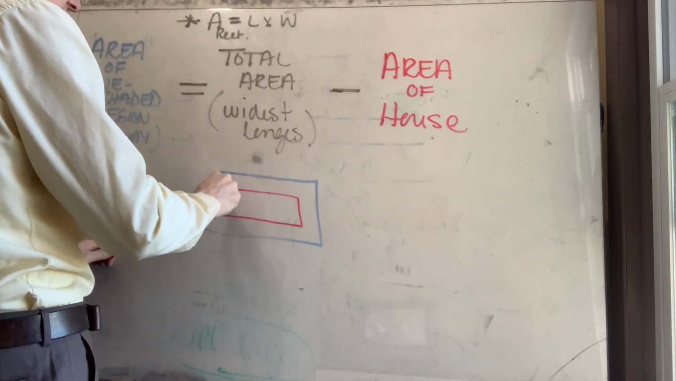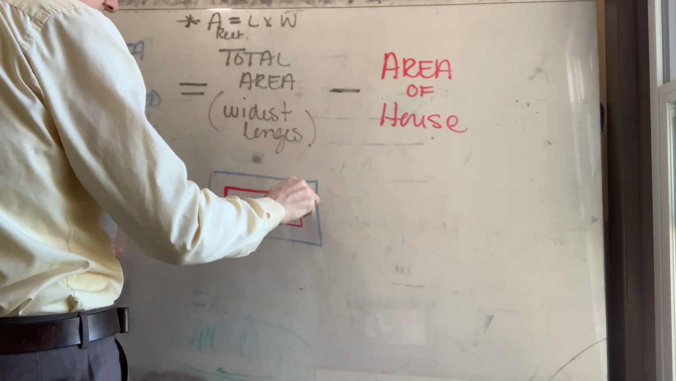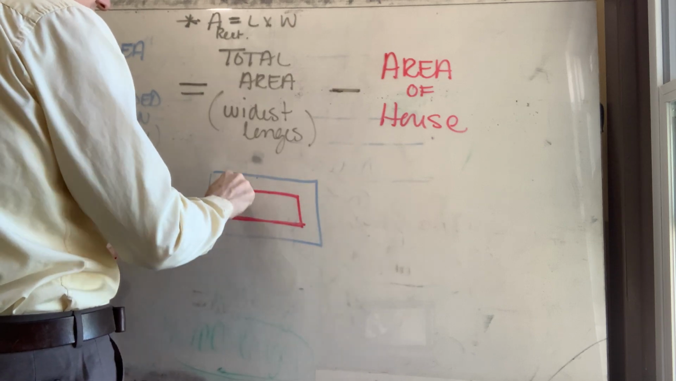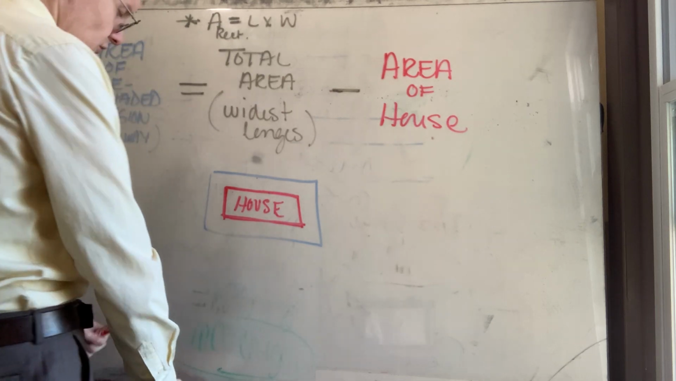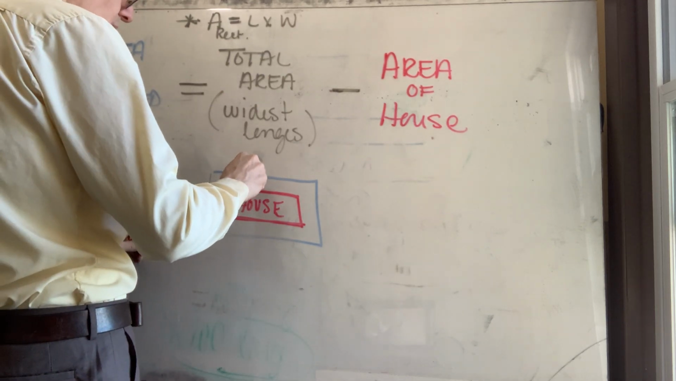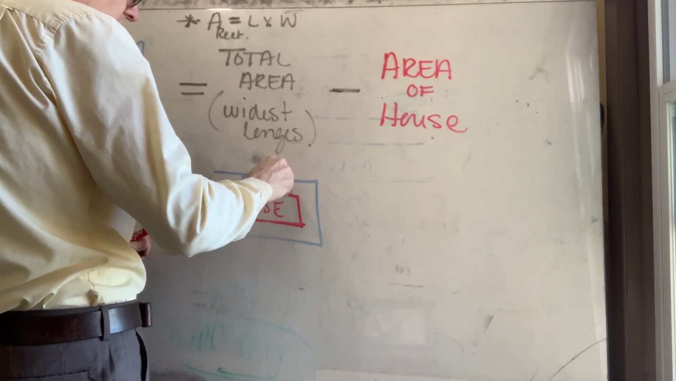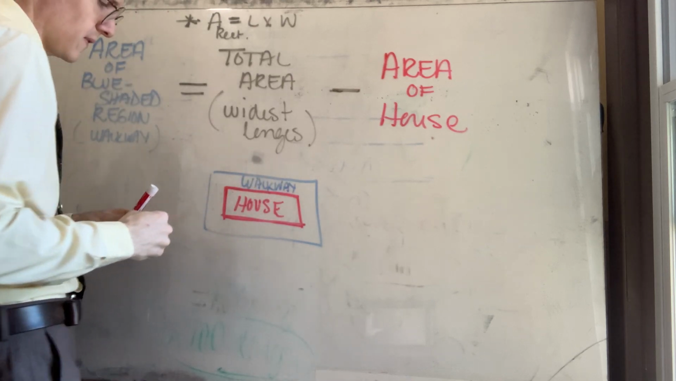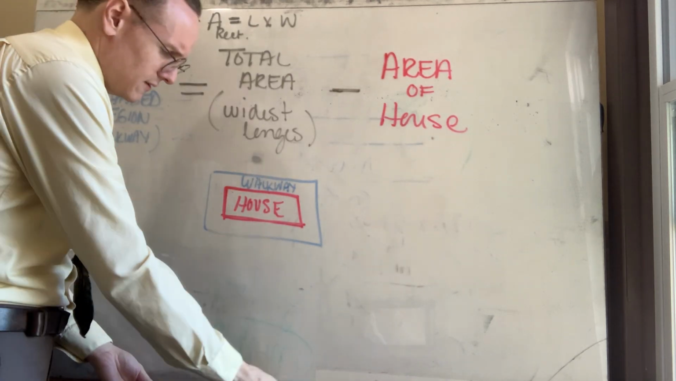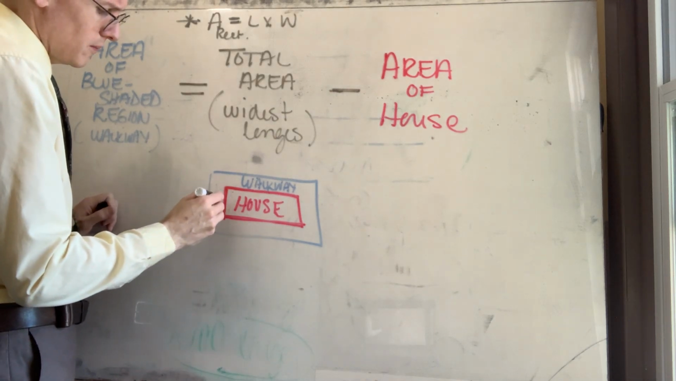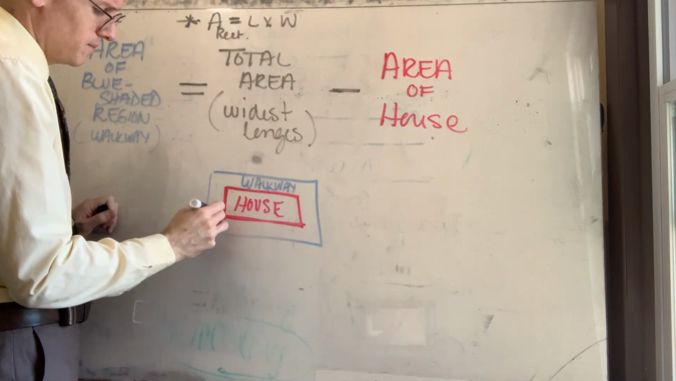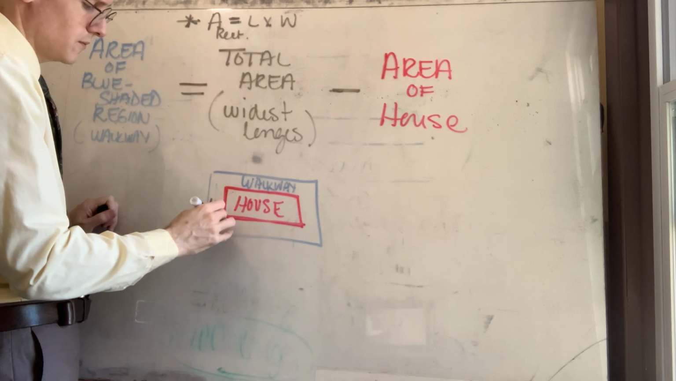This is not to scale, of course, but it's the general idea. This is the house, and this is a walkway that goes all the way around it. Anyhow, the dimensions given from here to here are 1.4 meters.